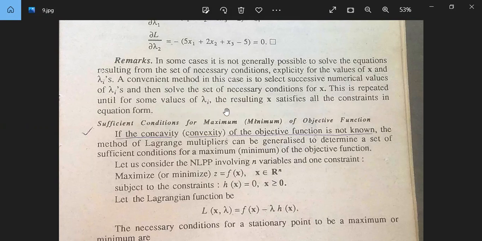यानी हम लोग न्यूमेरिकल मेथड का यूज करेंगे कि सक्सेसिवली हम लोग निकालेंगे. एक रूट निकलेगा, फिर दूसरा निकलेगा, फिर तीसरा निकलेगा, और तब तक करेंगे जब तक कि जो रिजल्टिंग वैल्यू x की मिल रही है वो सभी कांस्टेंट्स को सेटिस्फाई नहीं कर देता.